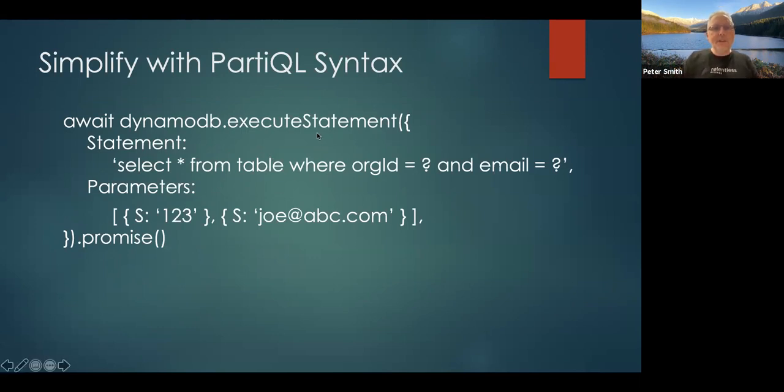So here's a different syntax. We use the execute statement method, where you just basically pass in something that looks like SQL. So select star from table, where org ID equals ? and email equals ? and then you pass in whatever parameters you want. And if you're a SQL programmer, which I'm assuming most of you are, this will look super easy to understand, super obvious.